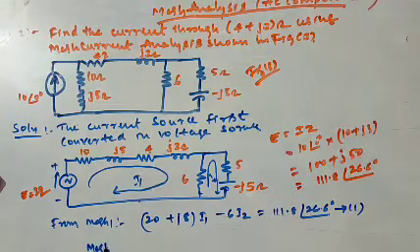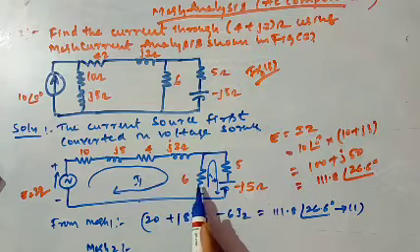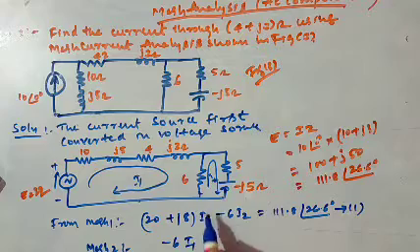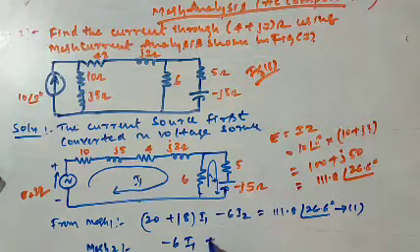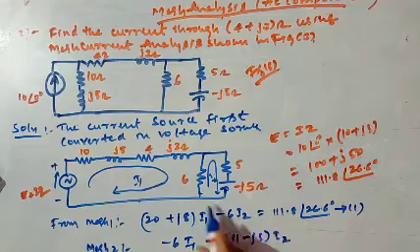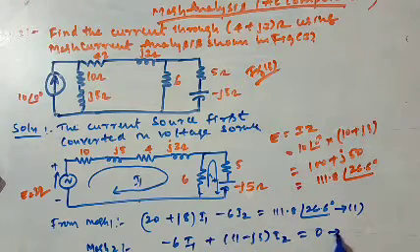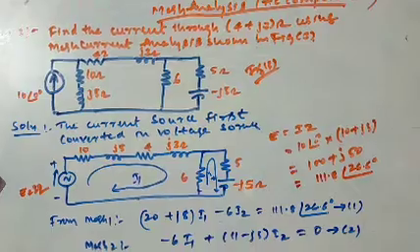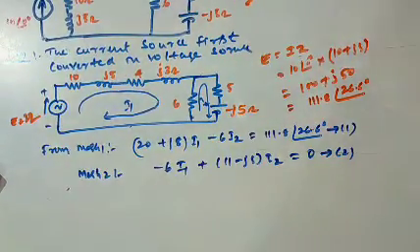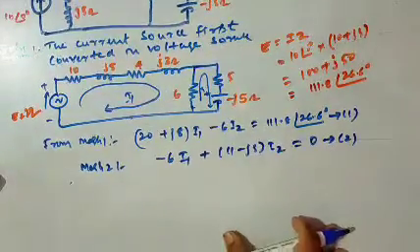Similarly, from mesh 2, the 6 is shared between both mesh 1 and mesh 2, so minus 6 I1, and 6 plus 5 gives 11 minus J5 times I2. There is no voltage source, so it equals 0. This is equation 2. These are the two mesh equations which have been written here.